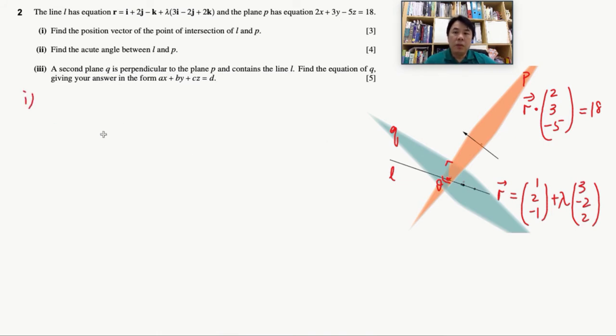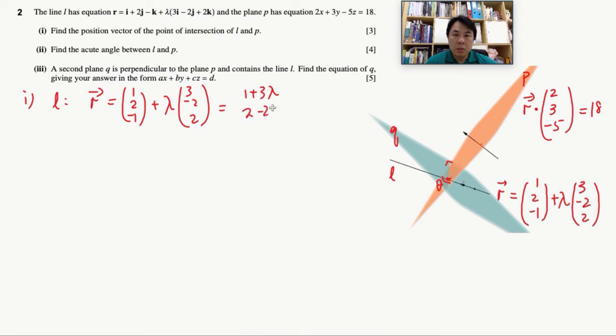Let's look at number 1. Find the position vector of the point of intersection between L and the plane P. Now I'm going to rewrite the equation for L, which is given as (1, 2, 1). Is it 1, 2, 1? 1, 2, negative 1. Yeah. Now we can write in its compressed form, that is (1 plus 3 lambda, 2 minus 2 lambda, negative 1 plus 2 lambda). Just let me check that carefully in case I make a mistake here. Okay. Now that will be the line equation.